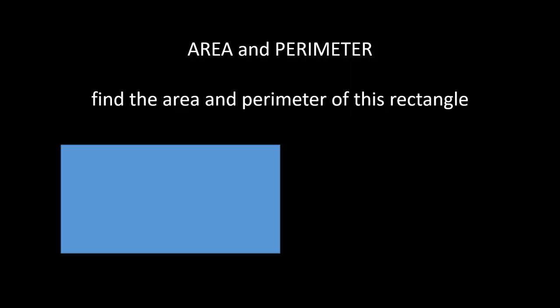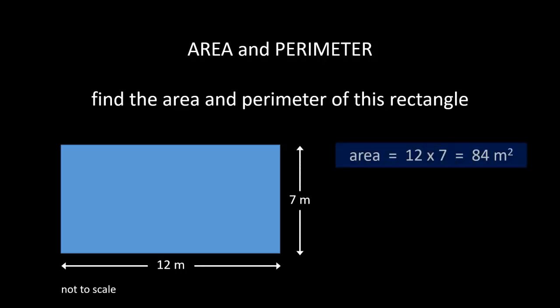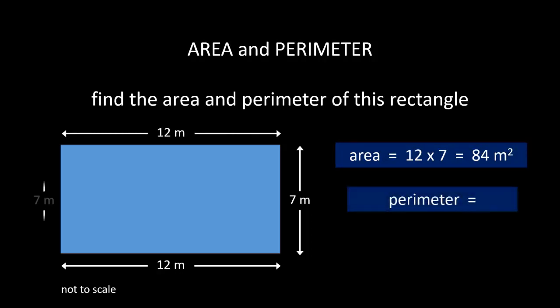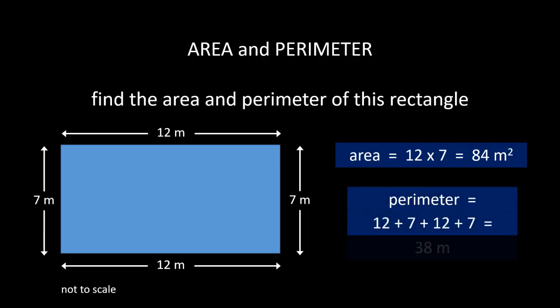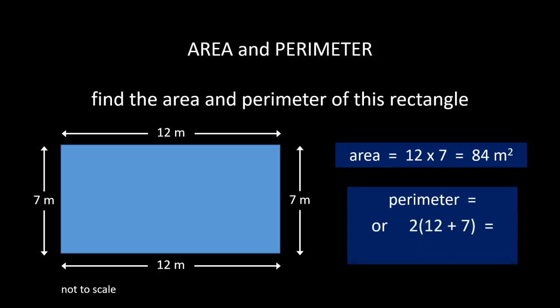Remember, on this video, you don't need to write anything at all. All you've got to do is watch. So if that's 12 and that's 7, what do you reckon the area is? Well, we're going to say it's 12 times 7, which is 84. Notice the units, metres squared. And the perimeter, well, that's the distance around the outside. So I think most people do 12 plus 7 plus 12 plus 7, which is 38 metres. But we could have done 12 plus 7, added those up into the bracket, which is 19, times 2, 38 metres. Excellent.